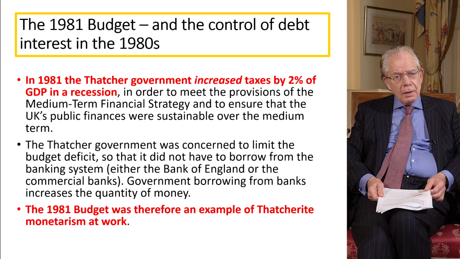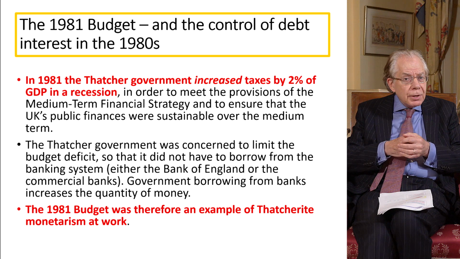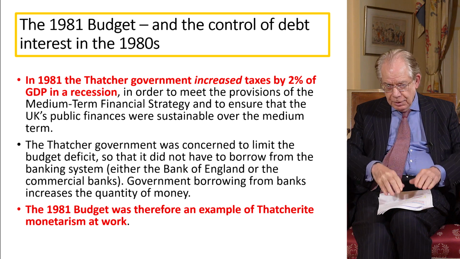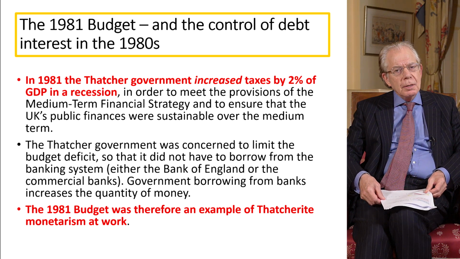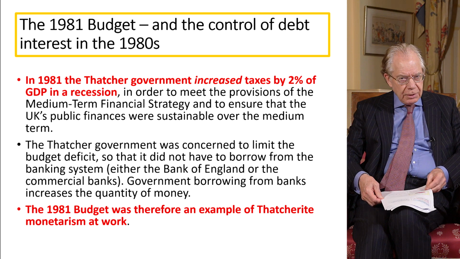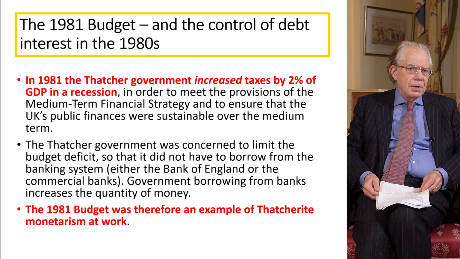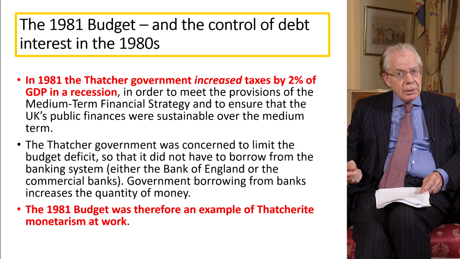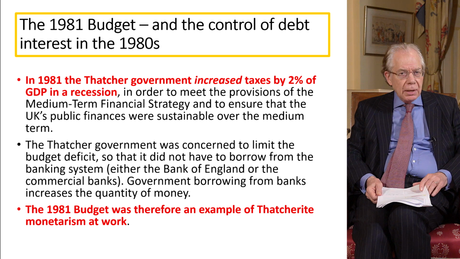And in 1981, there was this budget, the 1981 budget, which increased taxes by 2% of GDP in a recession. This shocked many economists because it seemed to contradict basic Keynesian economics, but it was done essentially to bring the public finances under control in the medium term. One of the fears at that time was that a large budget deficit might be financed to some extent from the banking system, leading to monetary growth, and the worry about monetary growth was that it would lead to too much inflation. So the 1981 budget was an exercise in Thatcherite monetarism.